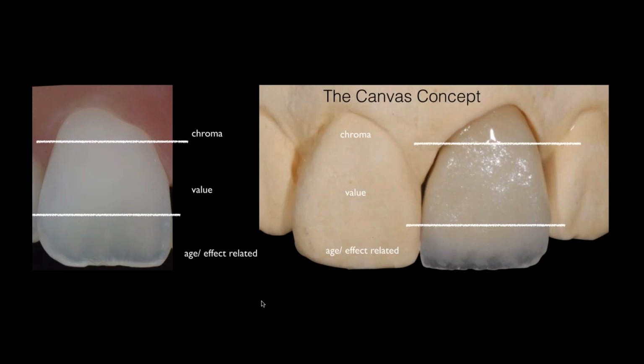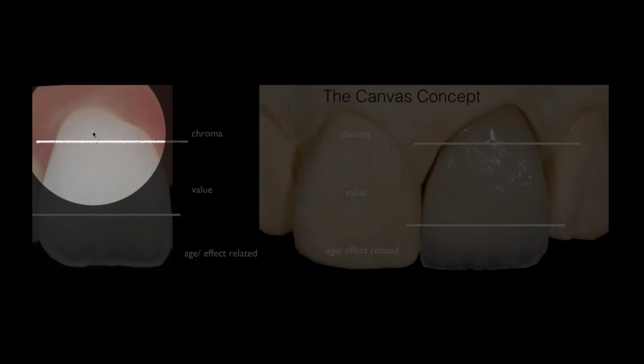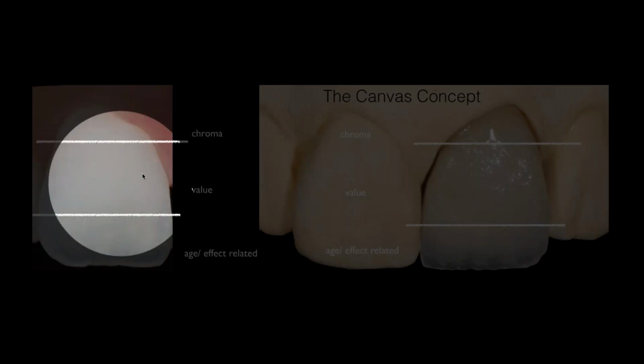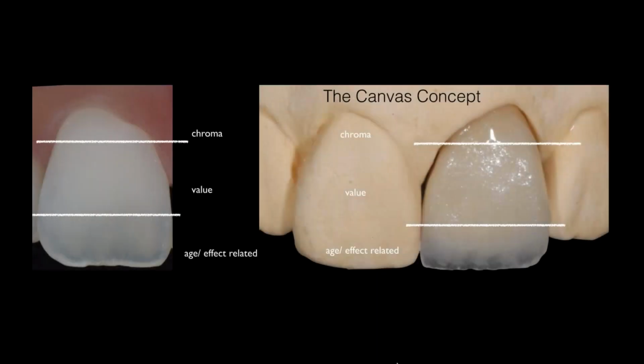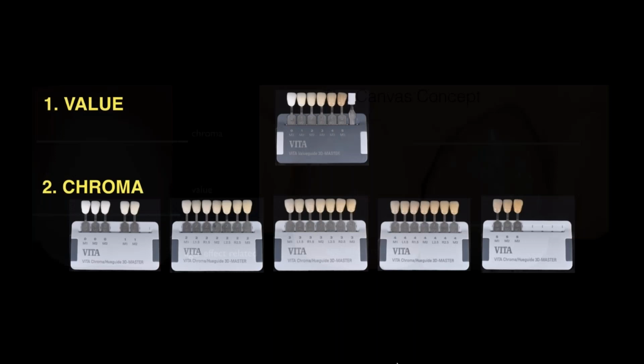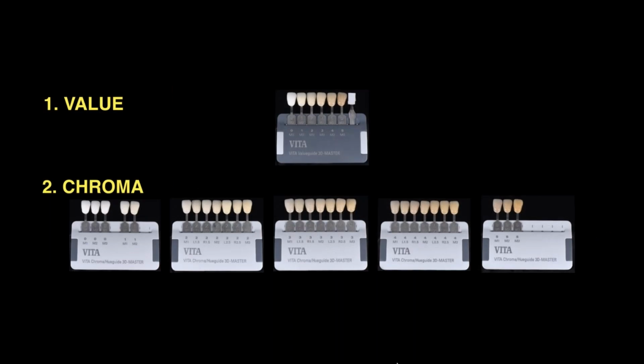What am I looking for? What is the chroma that I want to be able to transfer? How much value does the tooth have? And how much translucency is there in the tooth? Those are the 3 things that I really want to transfer. That's why the linear system is so good, because it kind of does all those things for you very quickly.